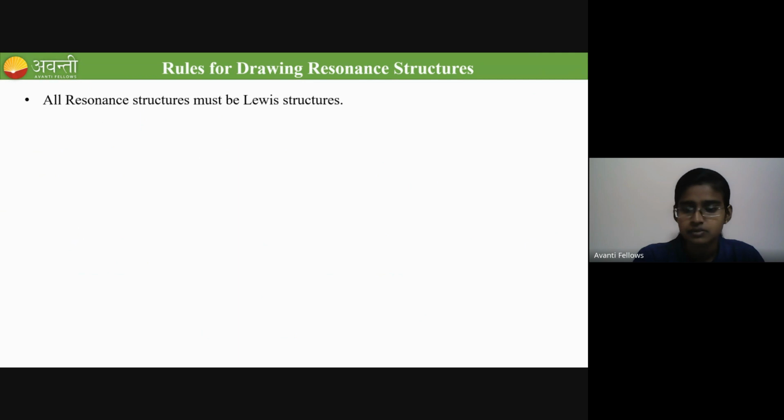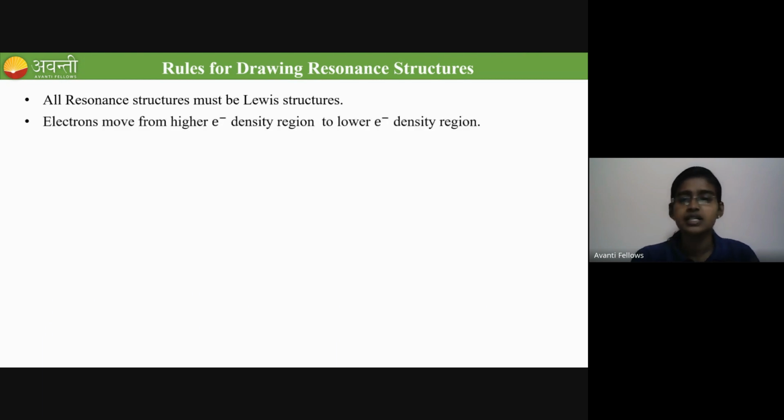density region. So in the previous cases also you might have seen that in the case of allylic lone pair, the electron is moving from the lone pair to the other system, right? So always the electron moves from the higher electron density region to the lower electron density region. This is the second rule. And the third rule is only electrons move, not the atoms. Got it? So in a structure, only electrons move from one place to another, not the atoms.